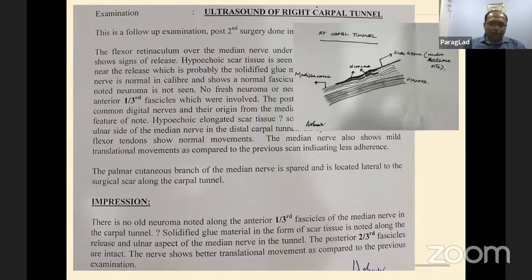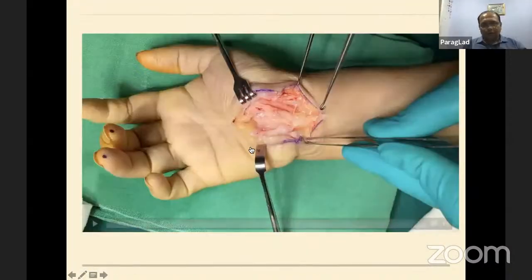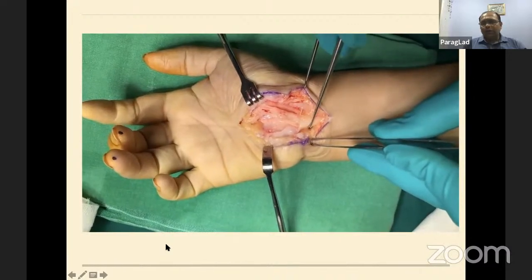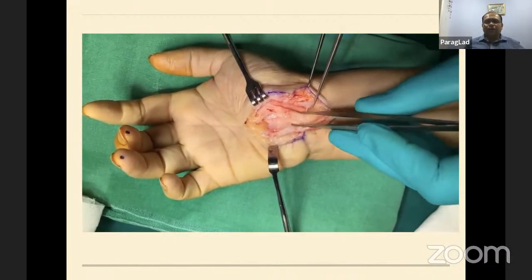So was that used for skin closure? Correct, that was used for skin closure. And I discussed with the previous surgeon who operated this case, and he said he had not put any glue, and there was only scar tissue around the median nerve. So even I considered exploration of the nerve, and then I converted that mini open carpal tunnel to a complete open carpal tunnel surgery.